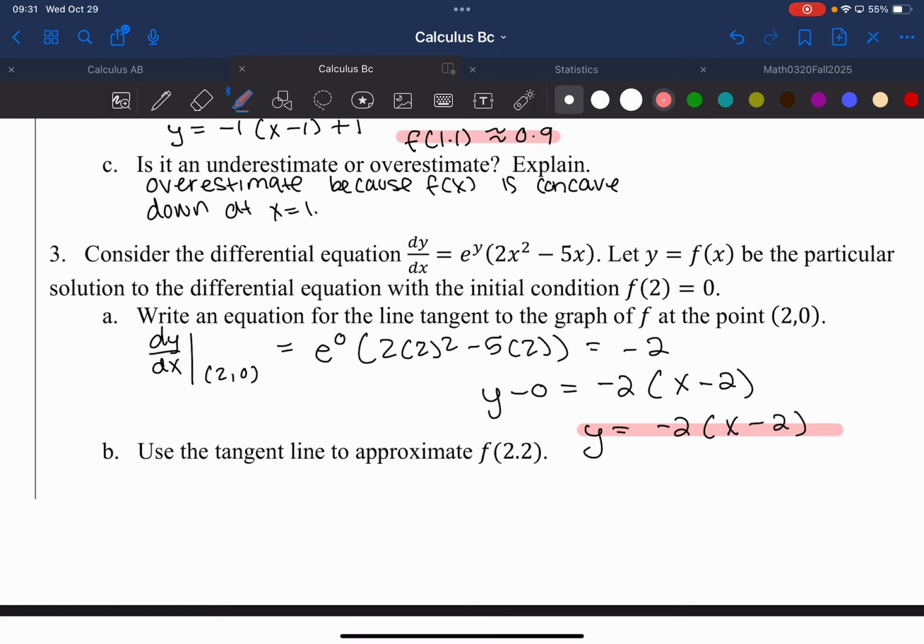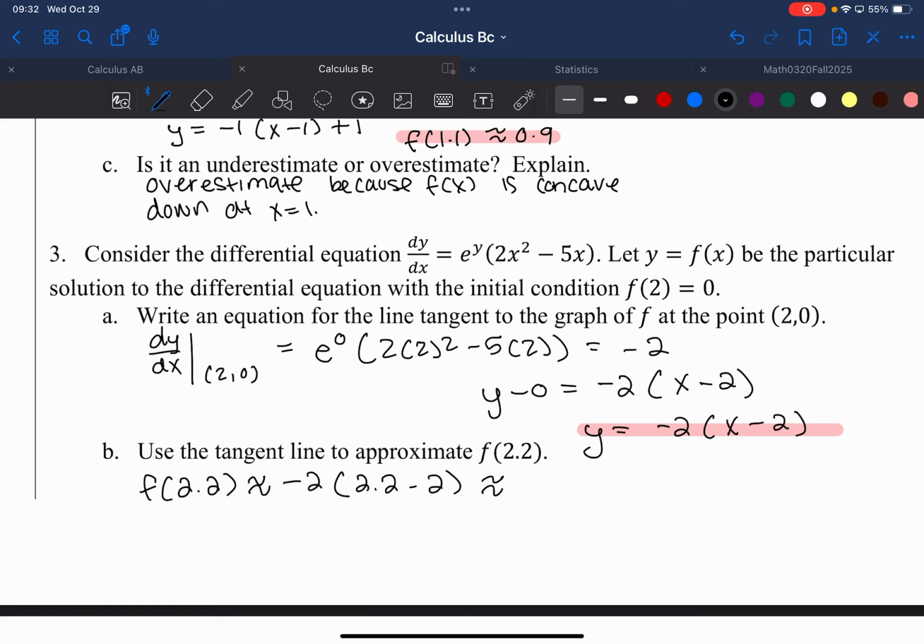Okay. Then it says use the tangent line to approximate f of 2.2. So I'm going to plug in 2.2. So f of 2.2 is going to be approximately negative 2 times (2.2 minus 2). Which, putting that into Desmos, gives us negative 0.4. And that would be our answer.